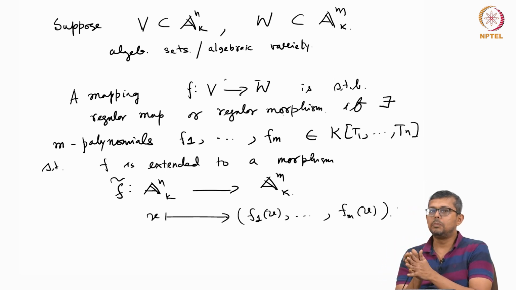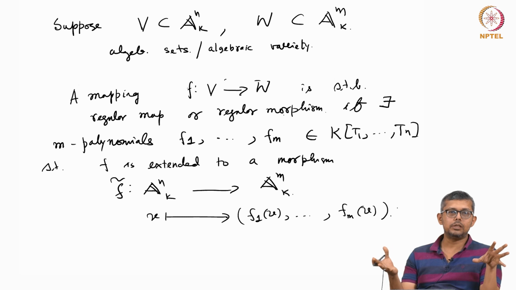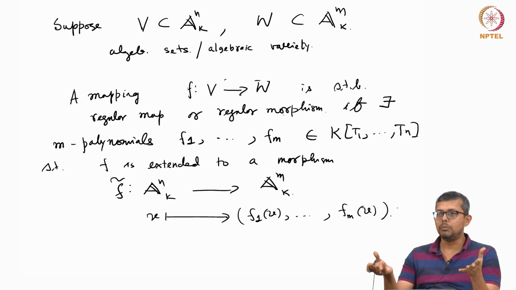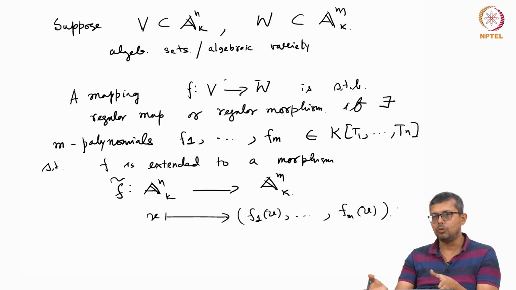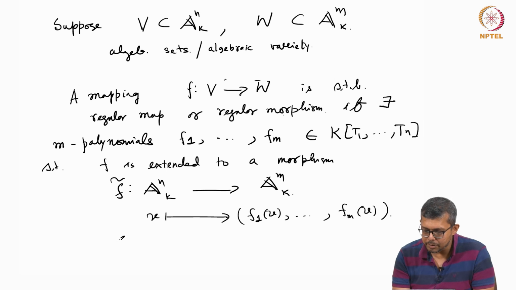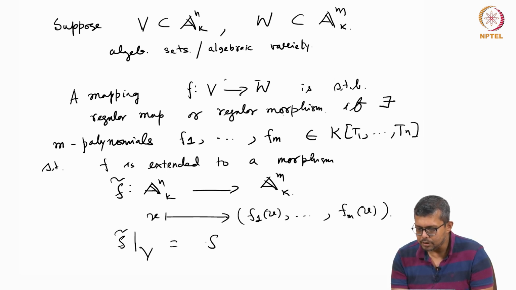Okay. So this means that you have two algebraic subsets. You say that it is a morphism if there exist polynomials f1, f2, ..., fm such that the map F from V to W, you can extend it to the entire affine space from A^n(K) to A^m(K), such that when you restrict F tilde to V, it is equal to F.